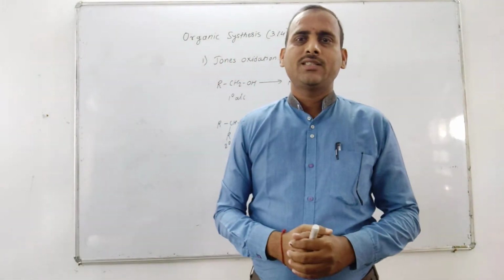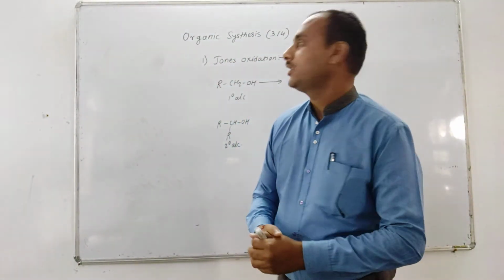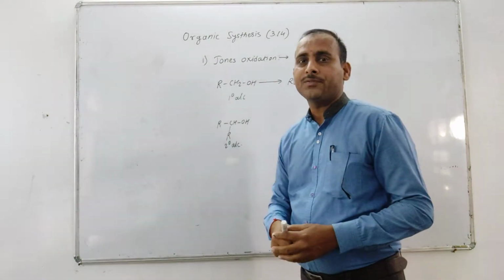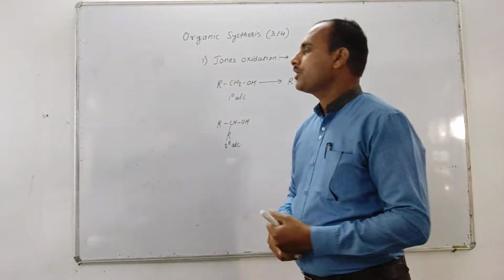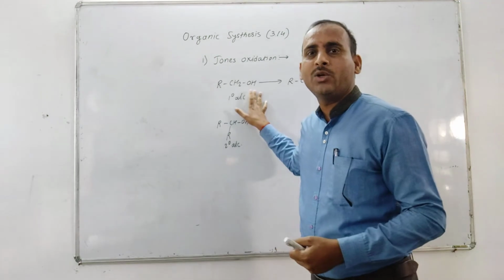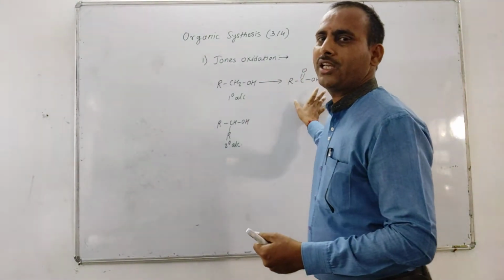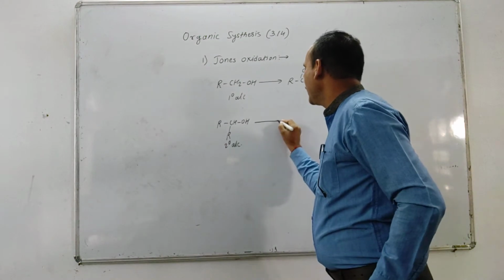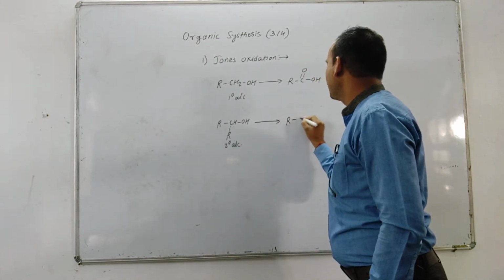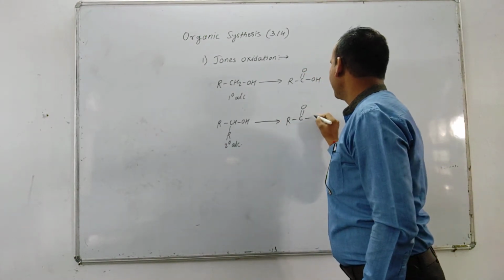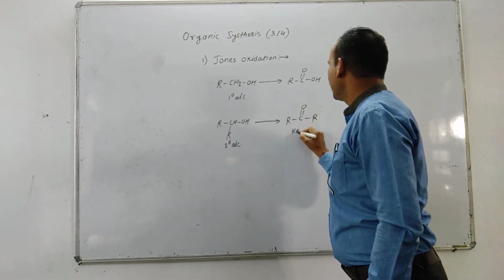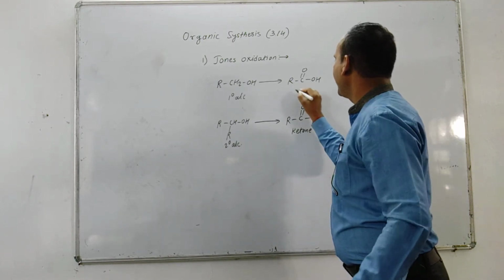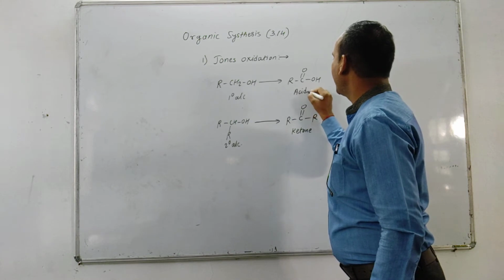Good afternoon, friends. Today we start Jones oxidation. In Jones oxidation, primary alcohol is oxidized to carboxylic acid and secondary alcohol is oxidized to ketone. And it is an acid, carboxylic acids.